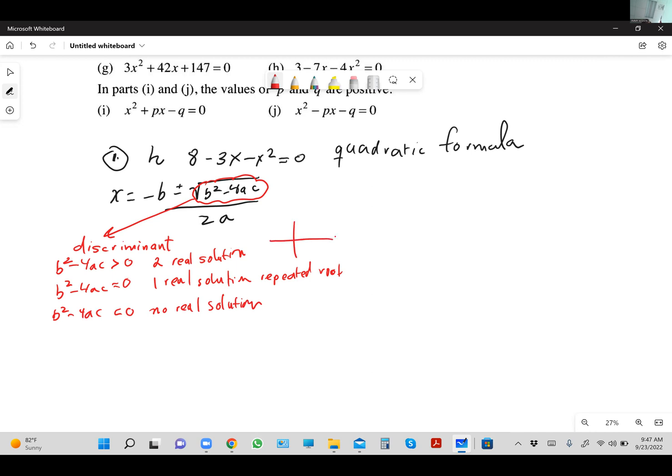Each of these situations will look different on a graph. If the discriminant was positive, you have 2 real solutions, and you'll have 2 places where you have x-intercepts. If you have 1 real solution, it will look like this, and it'll just touch 1 spot. And if you have no real solutions, it's just like this. It doesn't cross the x-axis.